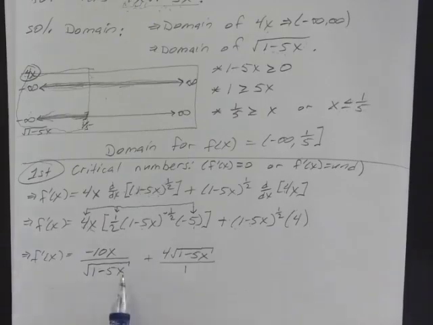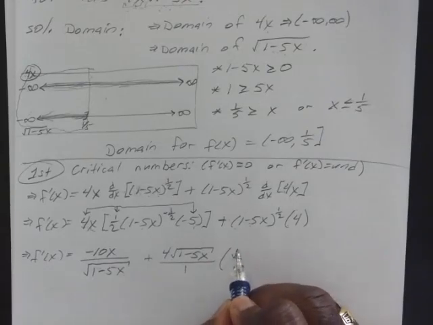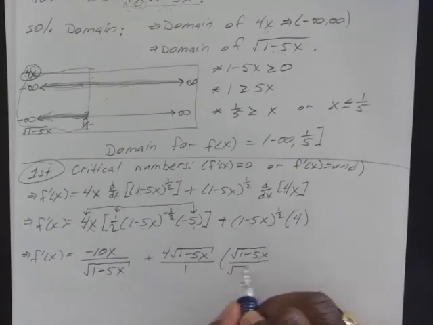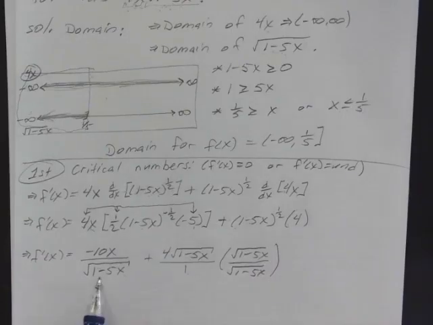Okay, so if we're going to combine them, we need a common denominator. So we're going to multiply this one by the square root of 1 minus 5x divided by the square root of 1 minus 5x, which would give us like denominators.